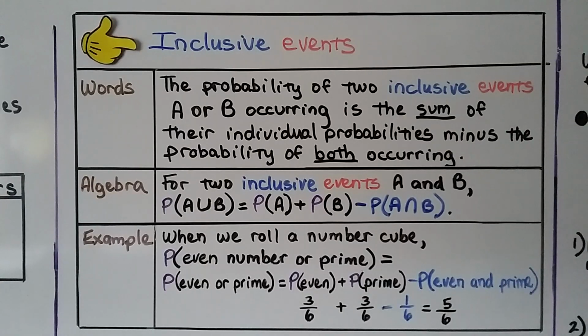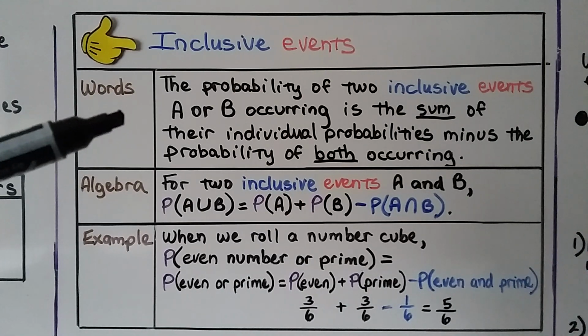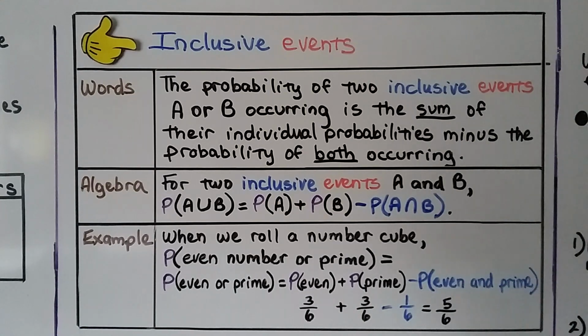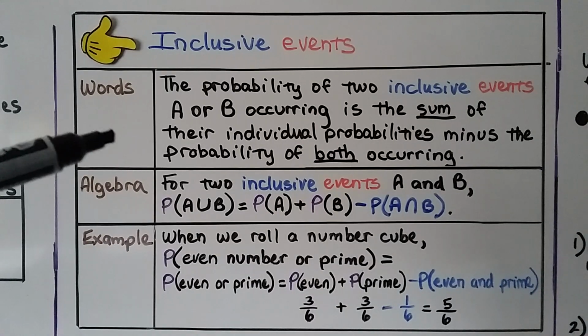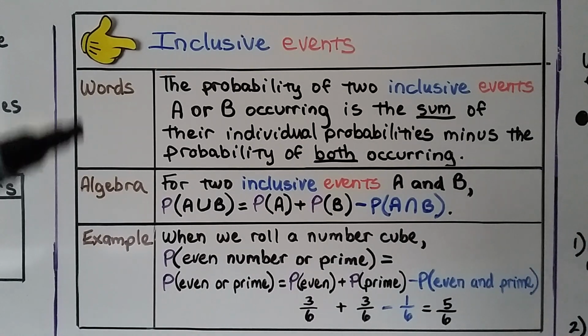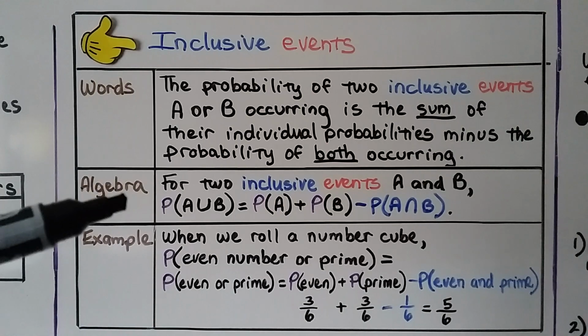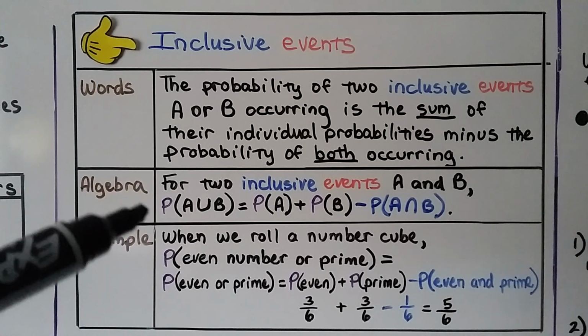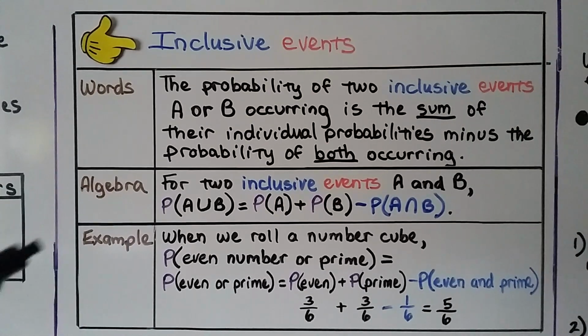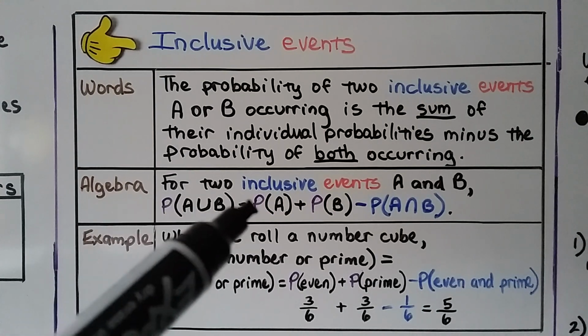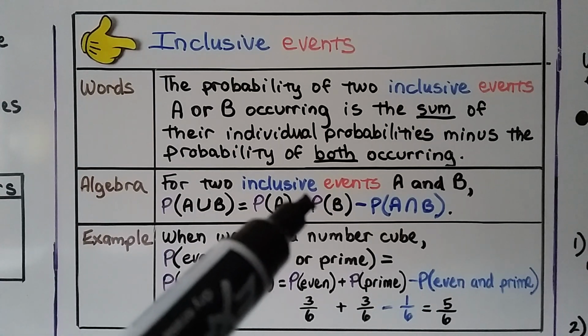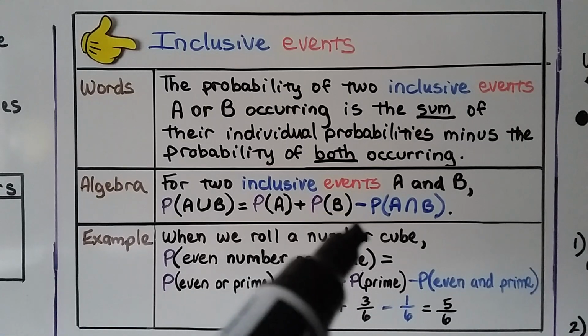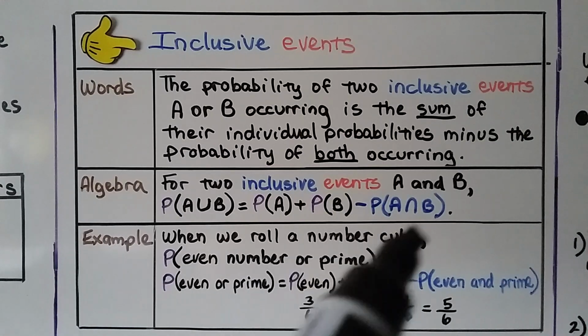So, for your notes for inclusive events, the probability of 2 inclusive events, A or B, occurring is the sum of their individual probabilities minus the probability of both occurring. So in algebra, it would be for 2 inclusive events, A and B, we'd have the probability of A or B is equal to the probability of A plus the probability of B minus the probability of A and B.